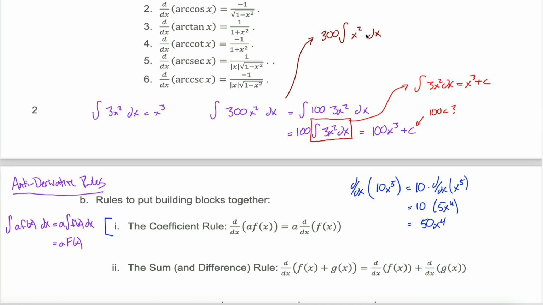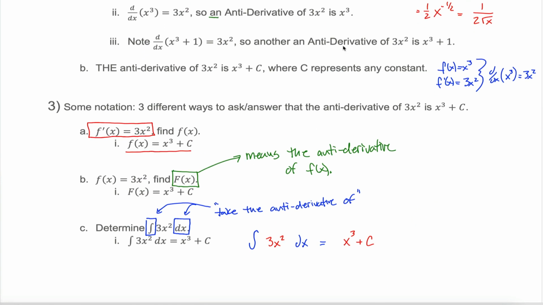And the short answer is absolutely. In fact, we're going to end up doing the problem this way. But the reason I didn't do it this way is because I wasn't confident that you'd be able to recognize the antiderivative of x squared. I knew you'd be able to figure out the antiderivative of 3x squared because we talked about that up here.